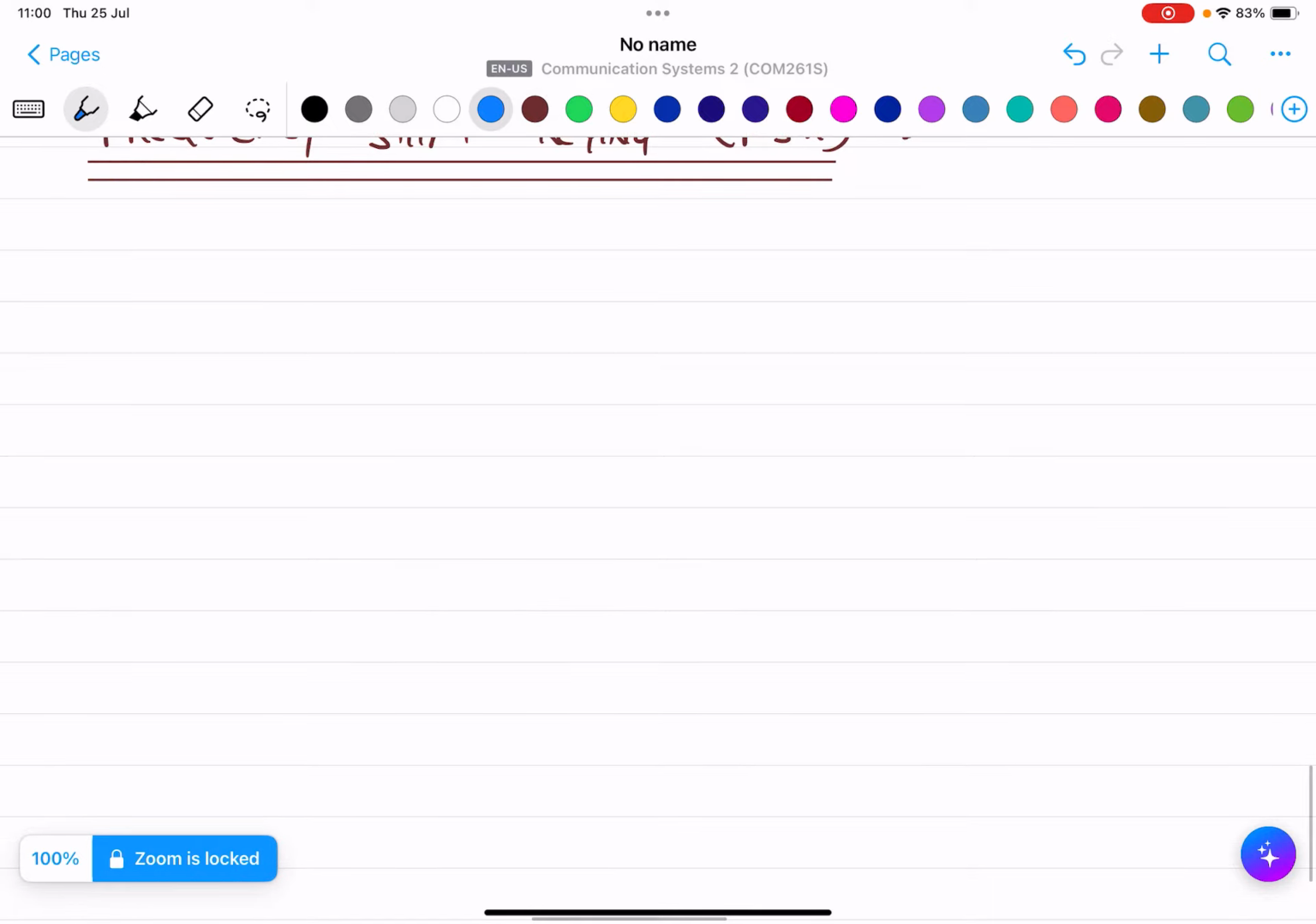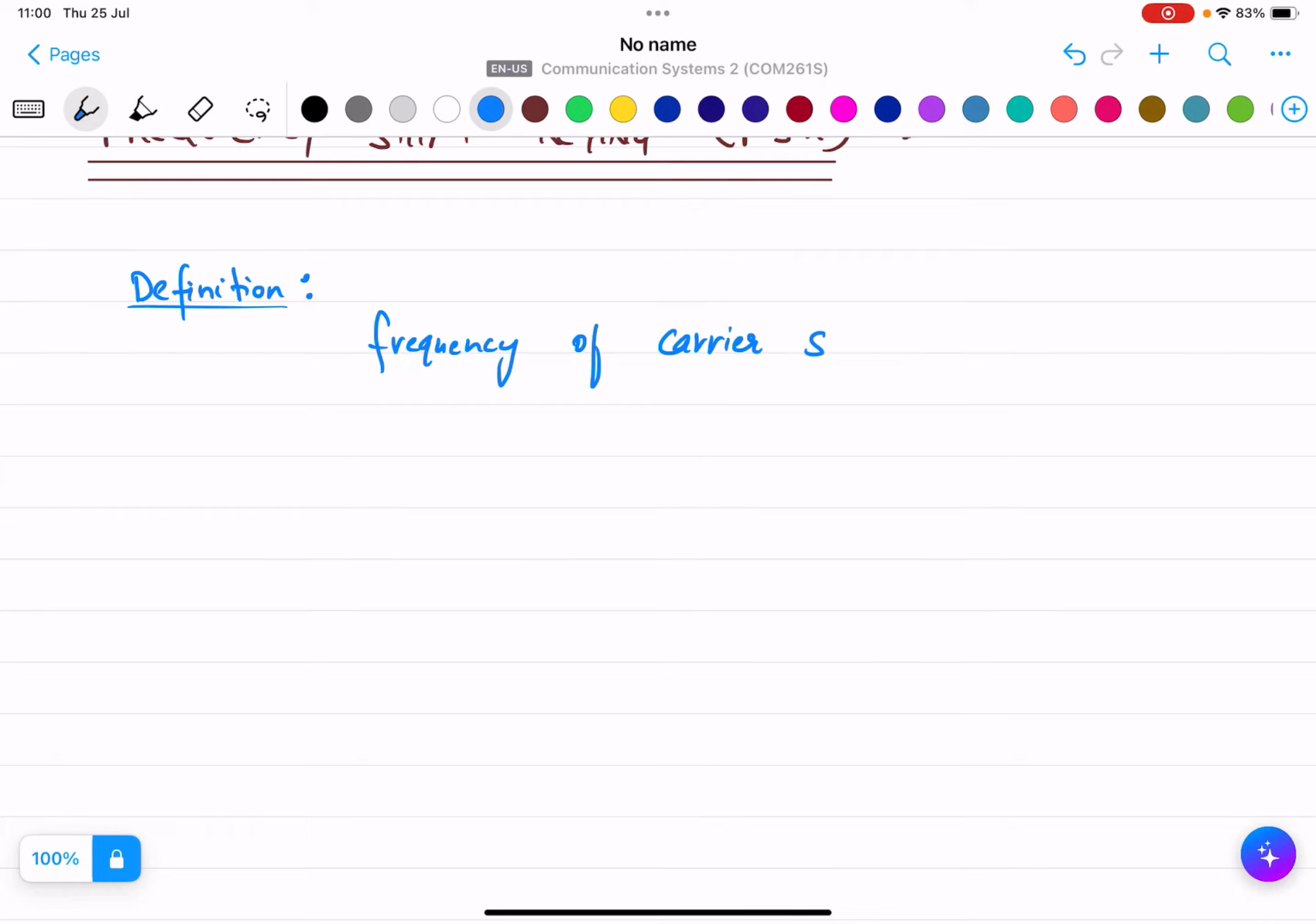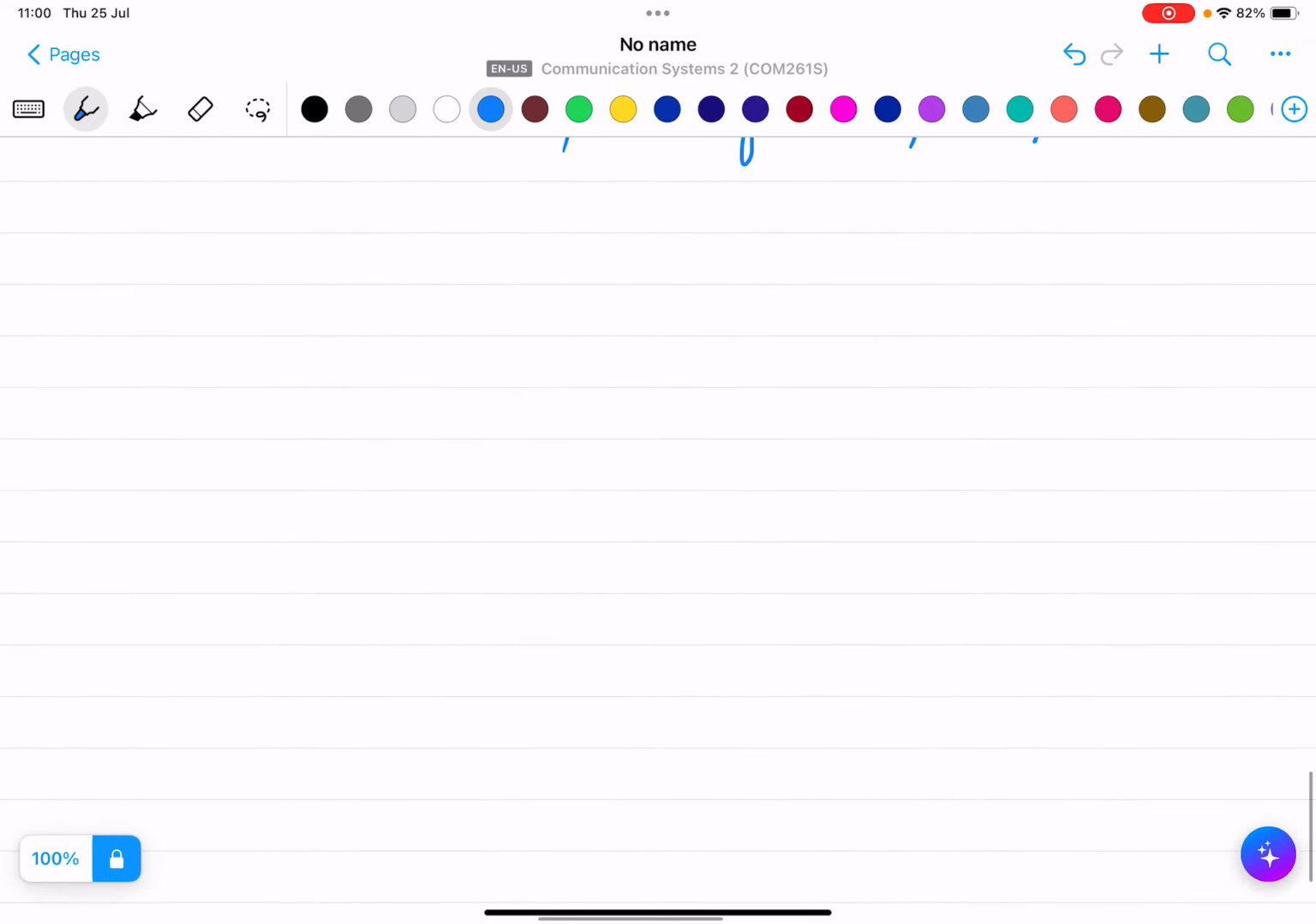What is the definition of this? Definition: frequency of carrier signal varying with respect to amplitude of message signal. Now basically we are talking about the FSK, that means we are talking about the frequency. So the frequency of the carrier signal will vary according to the amplitude of the message signal.